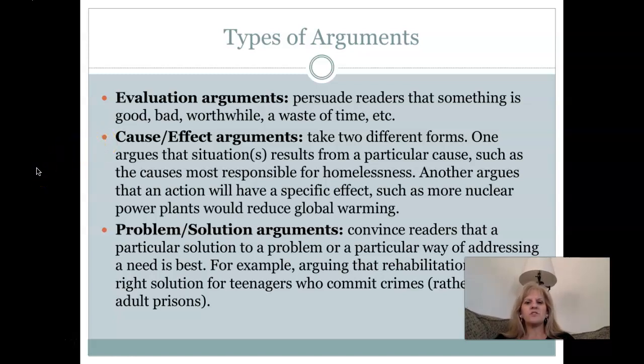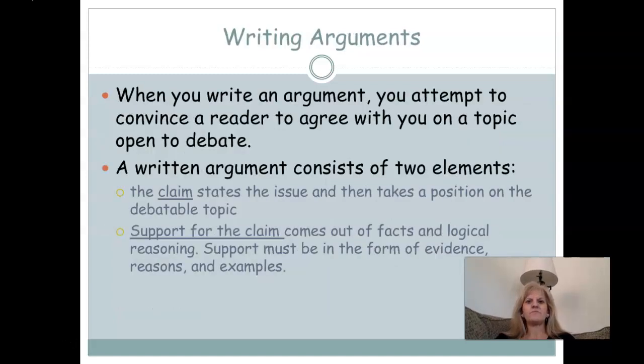Then there's problem solution arguments, and it's wanting to convince the readers that there's a particular solution to a problem, or there's a best way to address a need. For example, arguing that rehabilitation is the right solution for teenagers who commit crimes rather than sticking them in adult prisons. So those are the three main types of arguments you can make in your paper.